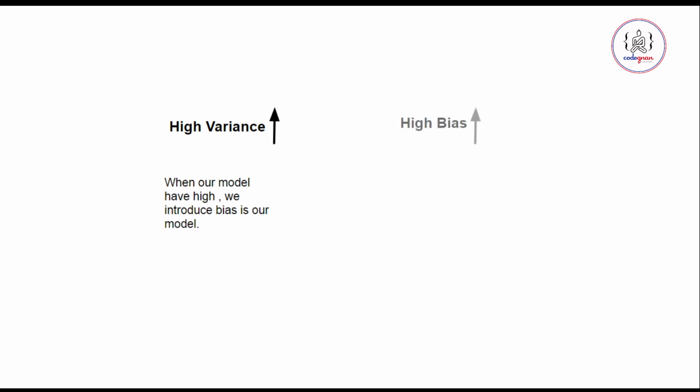So how do we overcome this problem? Let's say your model has high variance, that it fits through all the data points, then try to introduce some bias in your model. And when there is high bias, you try to make the model more complex, or you try to add some variance in your model. So this is the bias variance trade-off in machine learning.